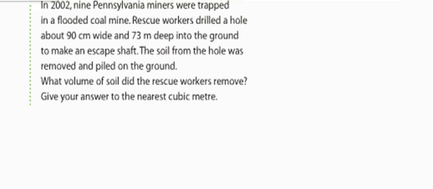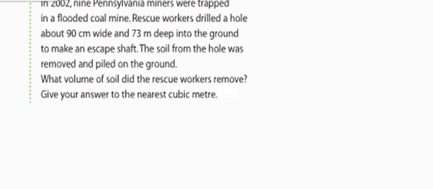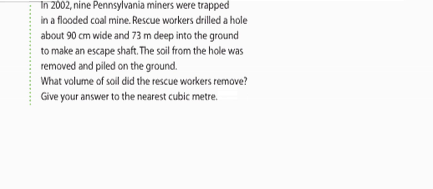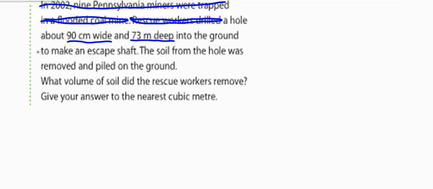So as we do this, we do need to have a picture of what is going on. If I were to go through this question and think about what's important, well, in all honesty, this is not important. It doesn't really matter that they drilled the hole. We just have a hole that is 90 centimeters wide and 73 meters deep. We don't need to know that it was an escape shaft, or that the soil from the hole was removed and piled on the ground. We want to know the volume of the soil. So there's a whole bunch of extra information in here that we don't actually need.